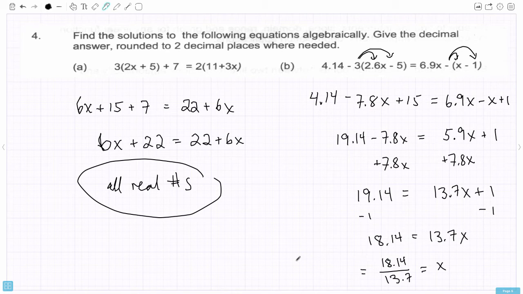what do you get with 18.14 divided by 13.7? 18.14 divided by 13.7 is about 1.32 if you round off to 2 decimal places. 1.32. There's the end of that one.